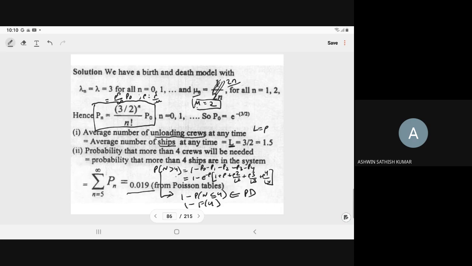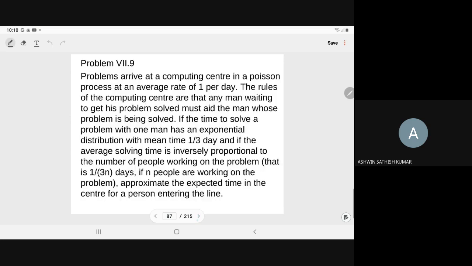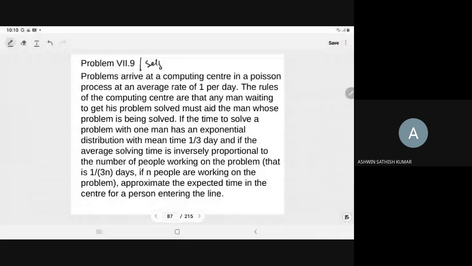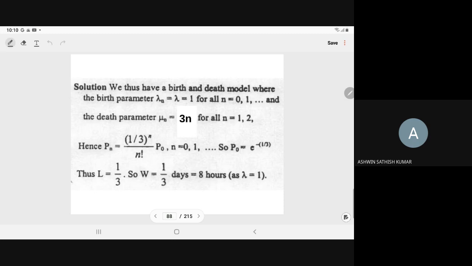Anything you want to re-explain? So it is a similar type of question. Question number nine is also of the self-service model. So please do it yourself. Just for the recording, I'm giving the solution here, so later on you can read and understand the solution.